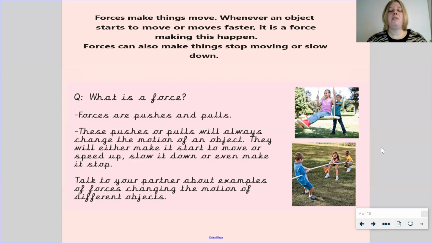Have a little think about the pictures on the screen and think about how the forces change the motion of different objects. In the picture, the boy is pushing the girl on the swing. When he pushes the swing, it will start to move. The more he pushes it, the more it will start to speed up. In the second picture, the children are pulling the rope in the tug of war. As they pull, it will start to move.